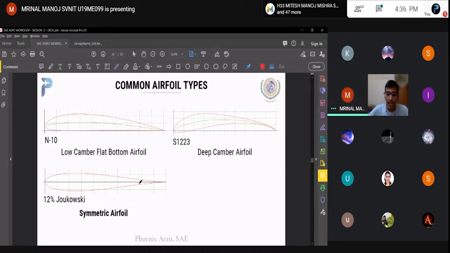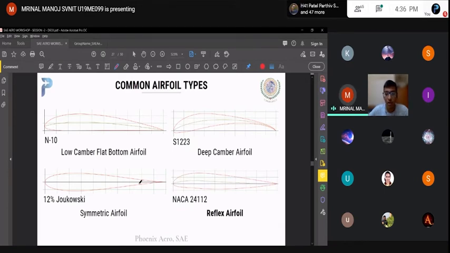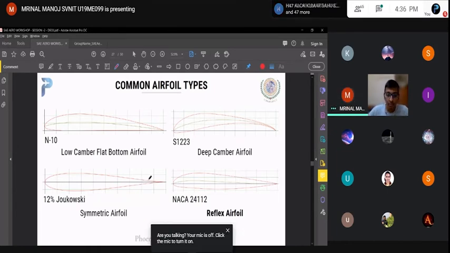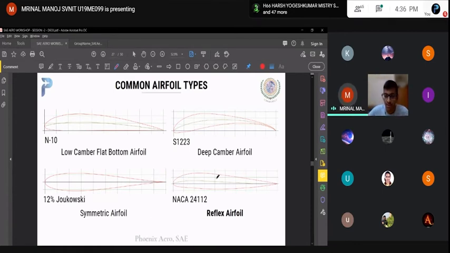Another one is the NACA 24112. It's a reflex airfoil. This is a new type of airfoil because the center of pressure moves with the angle of attack, but the movement of the center of pressure across this airfoil is very low. Hence, it is very stable. These types of airfoils are pretty new in the aircraft industry. They are commonly used in a type of airplane called the flying wing.